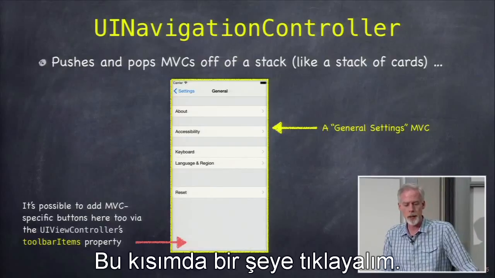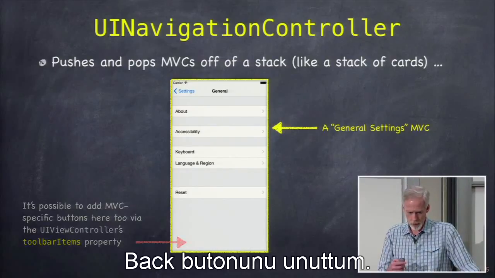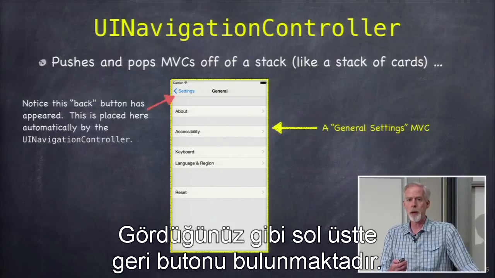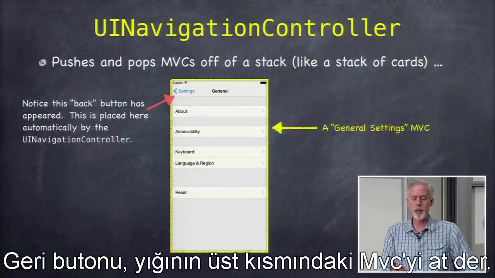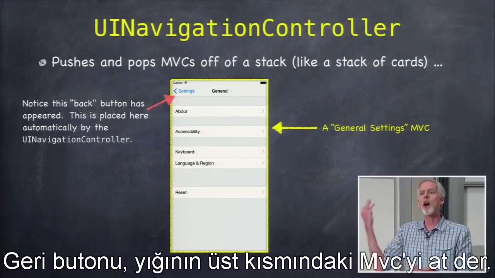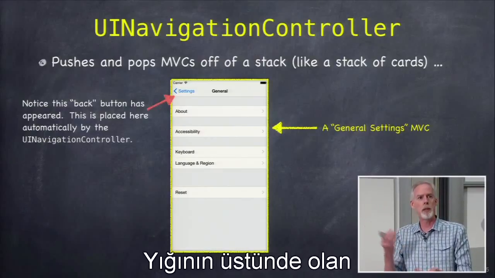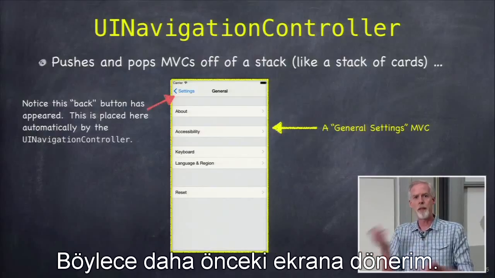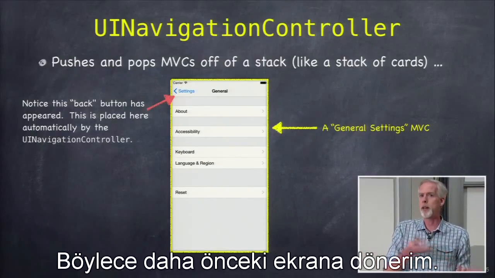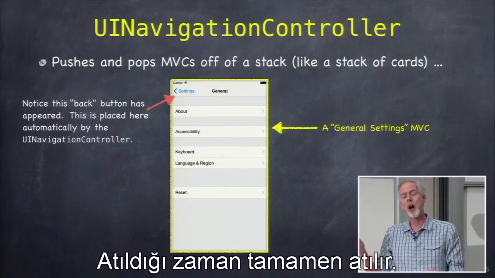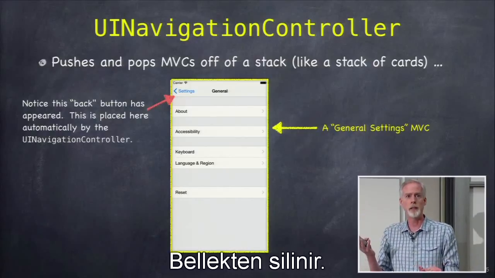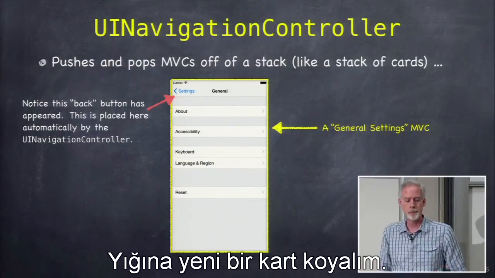So let's go ahead and click on something here. Oh sorry, the back button. You see there's a back button in the upper left. The back button says throw the top card off. That's basically what back means. Throw the top card on this stack of MVCs that we're building, throw it off, and then I'm going to go back to where I was before. So that's how back works. It just throws it off. And when it throws it off, it completely throws it off. It disappears. Completely gone. All right? Out of the heap. Okay?